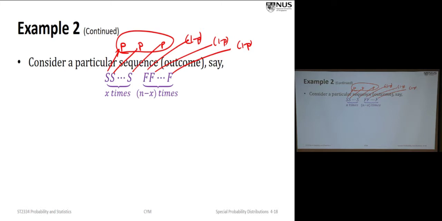Okay, maybe this is too long a sequence. Let's consider only two trials. How do I get S and S? The first one is a success, the second is also a success. What is the chance of getting this one?